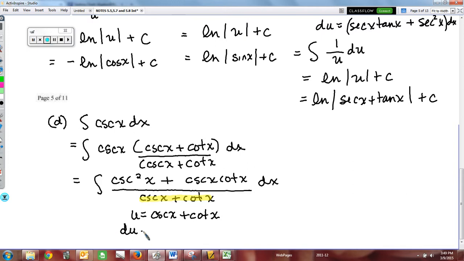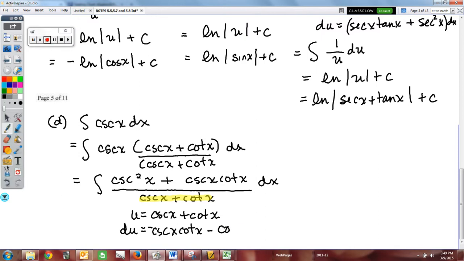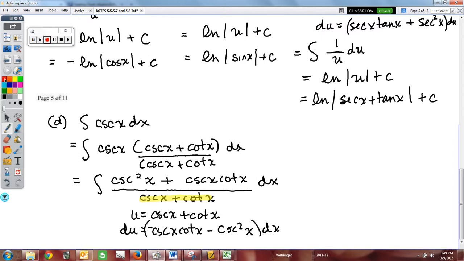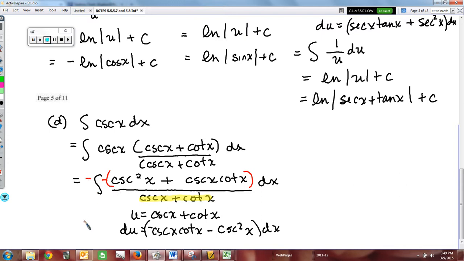Then its derivative: the derivative of cosecant is going to be cosecant cotangent, and the derivative of cotangent is cosecant squared. Now these have negatives in front of them, so we won't forget those. So minus cosecant cotangent minus cosecant squared dx. And then we see that what we're basically missing from up here is a negative, so we're going to add in a correction. I'll just stick it on the front and then put the corrector on the outside.